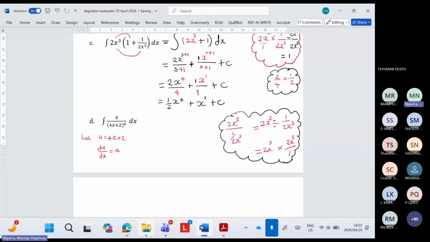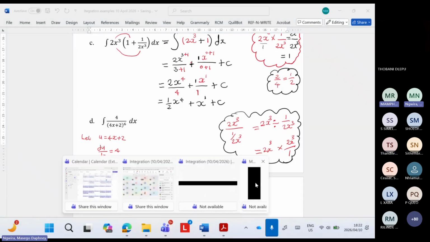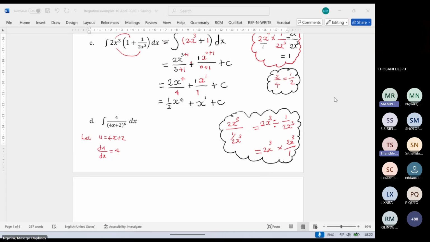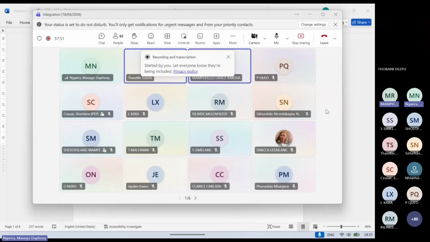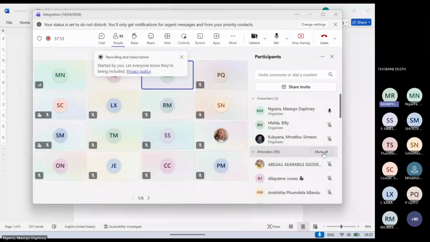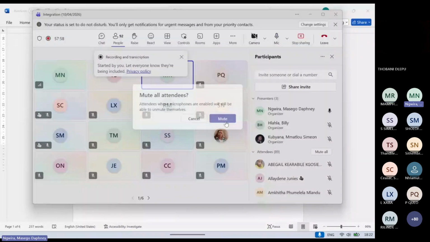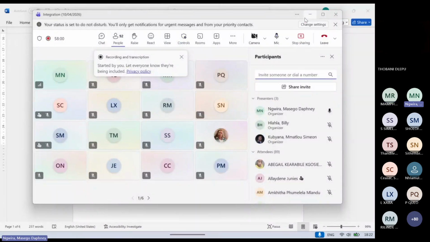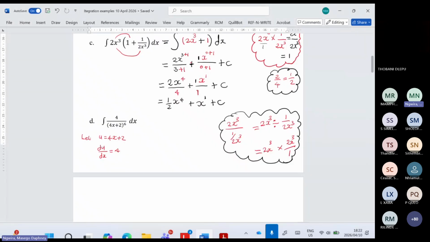Just hold on, let me try to meet this person. Can I meet everyone? Then you'll unmute yourself. Because it's so disturbing. For organizers, please help me to mute. Yes, you can unmute yourself now.